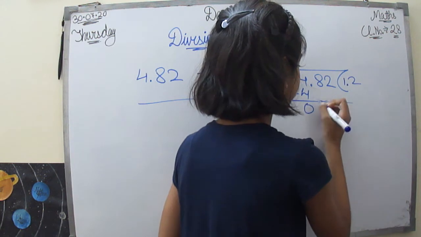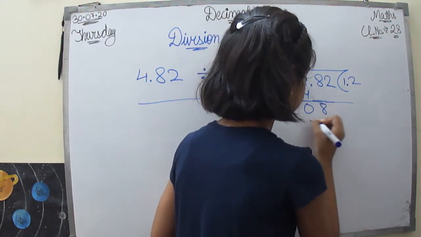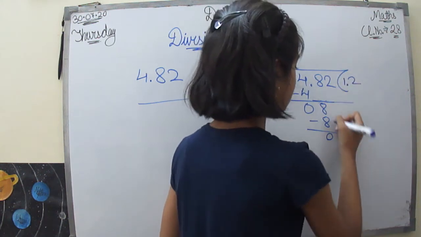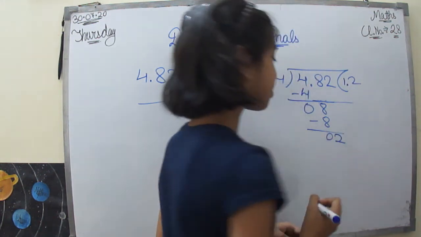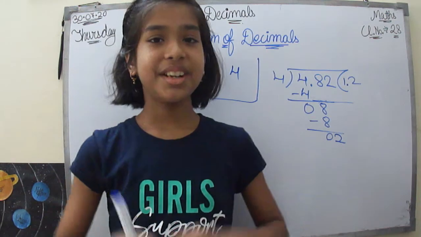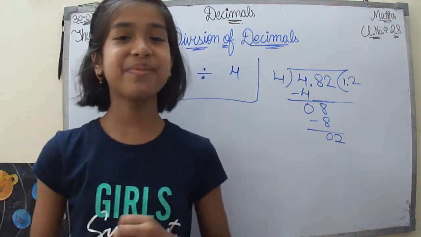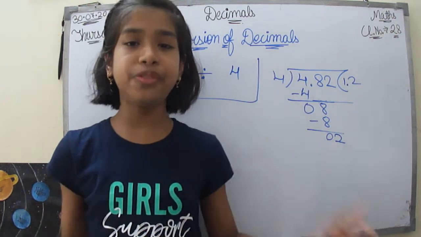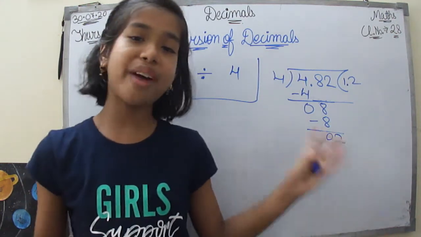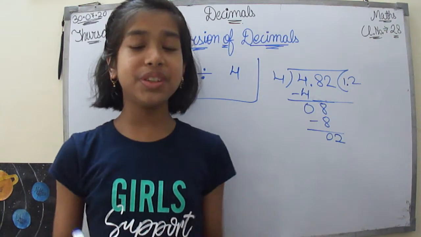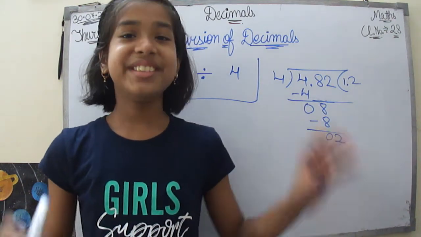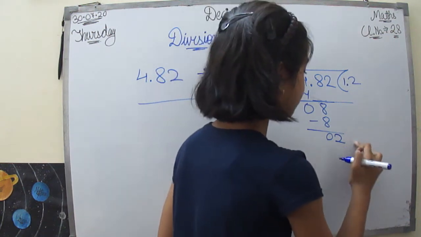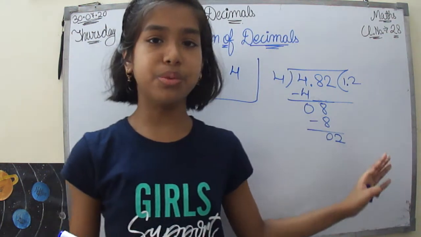4 into 2, 8. And then when the 2 comes down here, what are you going to do next? So next, as we all know, there are infinite number of zeros after the decimal point, so we don't need to worry. Just put the 0 here. Just put the 0 at the 2.